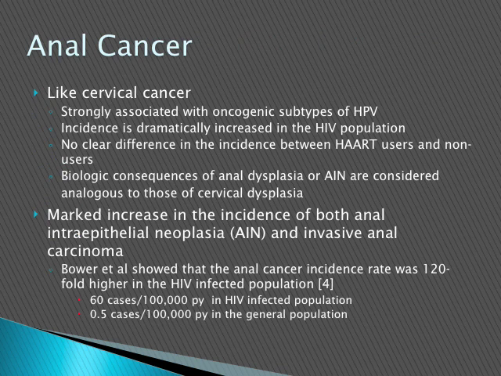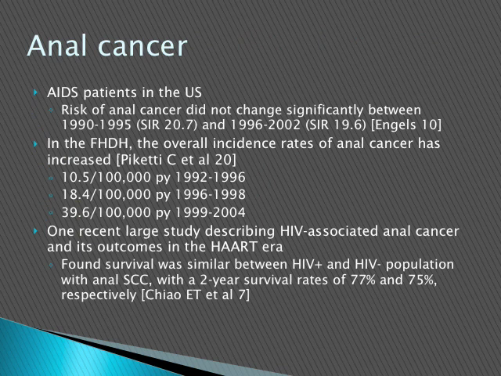Biologic consequences of anal dysplasia, or AIN, are considered analogous to cervical dysplasia. There is marked increase in the incidence of both anal intraepithelial neoplasia and invasive cancer. And in one study, the anal cancer incidence rate was about 120-fold higher, actually, 60 cases per 100,000 patient years in the HIV population compared to 0.5 cases in the general population.